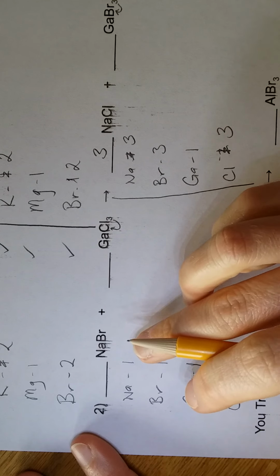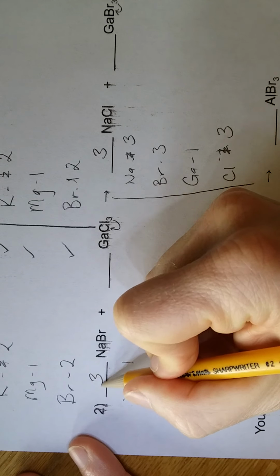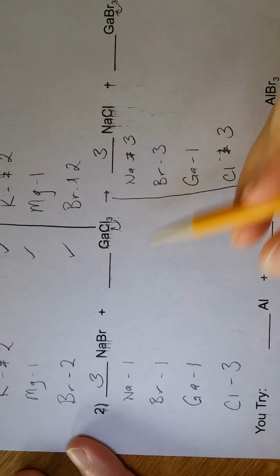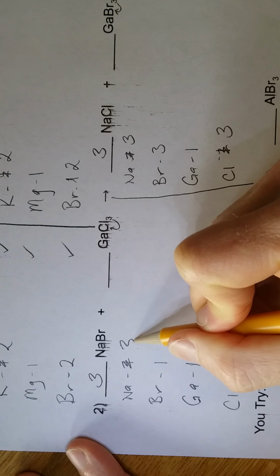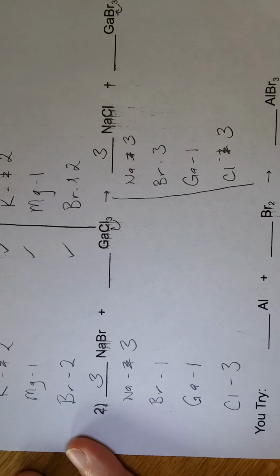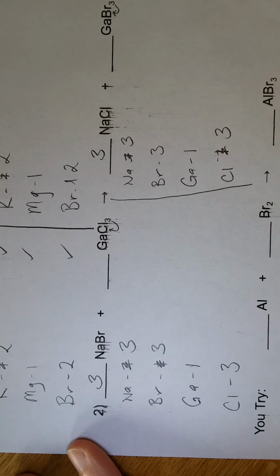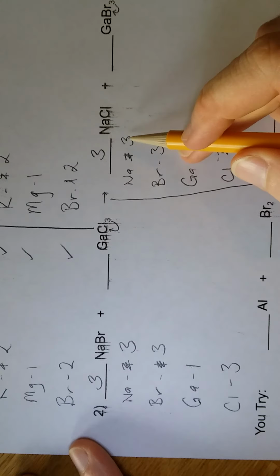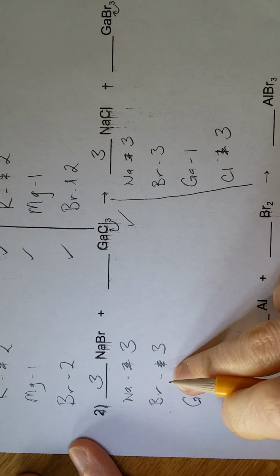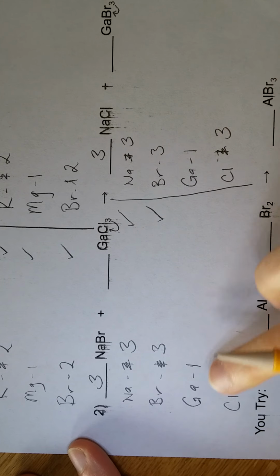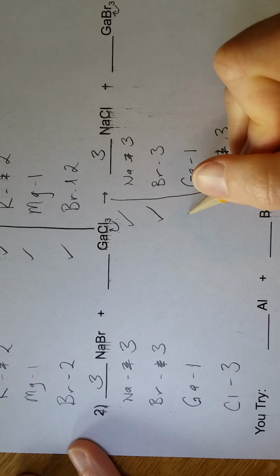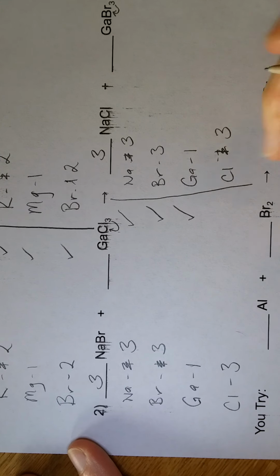But if we go over here and we say instead that there are 3 sodium bromides, that means that there are now 3 sodium atoms, and that takes care of our bromine atoms as well. 3 sodium in, 3 sodium out, 3 bromine in, 3 bromine out, 1 gallium in, 1 gallium out, and 3 chlorine in, 3 chlorine out.